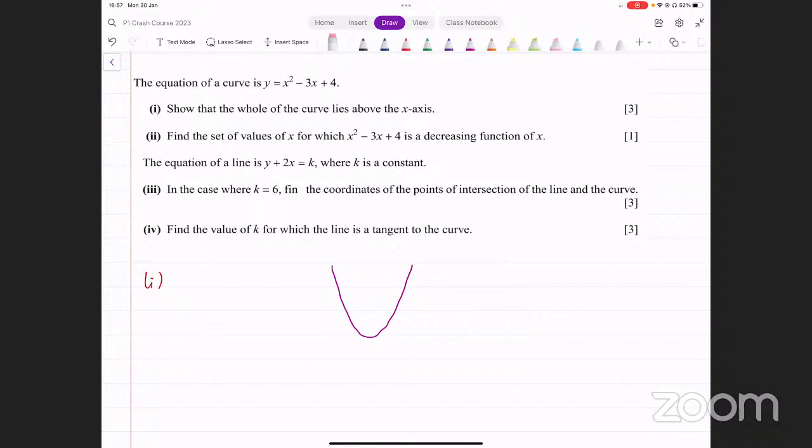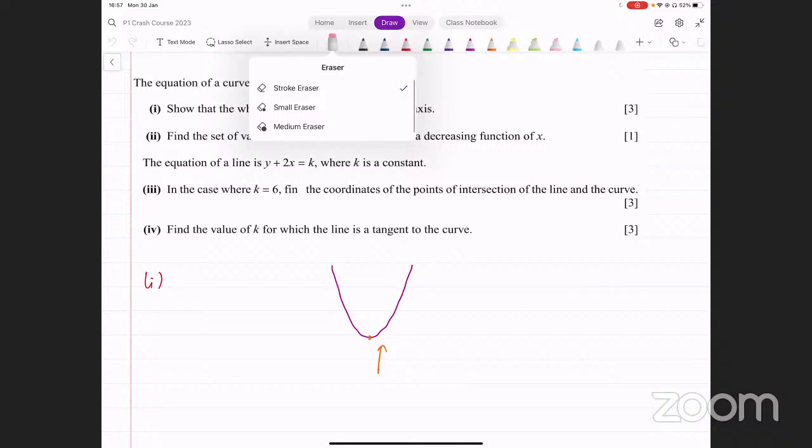Now, what we want to show is that the whole of the graph lies above the x-axis. That means the x-axis should be somewhere here, below this curve. One possibility is that we show that this turning point, which is the minimum point of the graph, is positive. Its y coordinate is positive. That could be one idea, that you find the turning point of this graph.